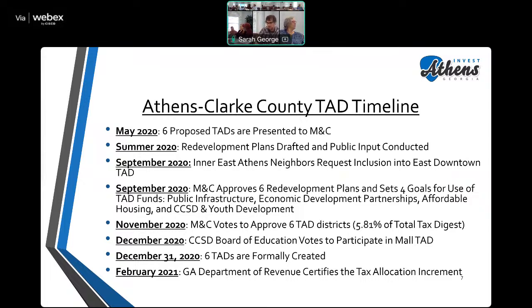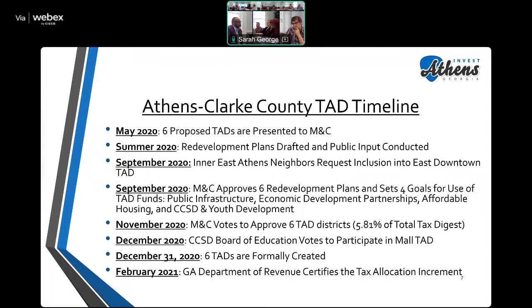The discussions kind of resumed in May. And at that time, 6 TAGs were brought up, or 6 potential redevelopment areas rather. So over the course of the summer, staff prepared redevelopment plans for those 6 areas. We got a lot of public input from those 6 areas.